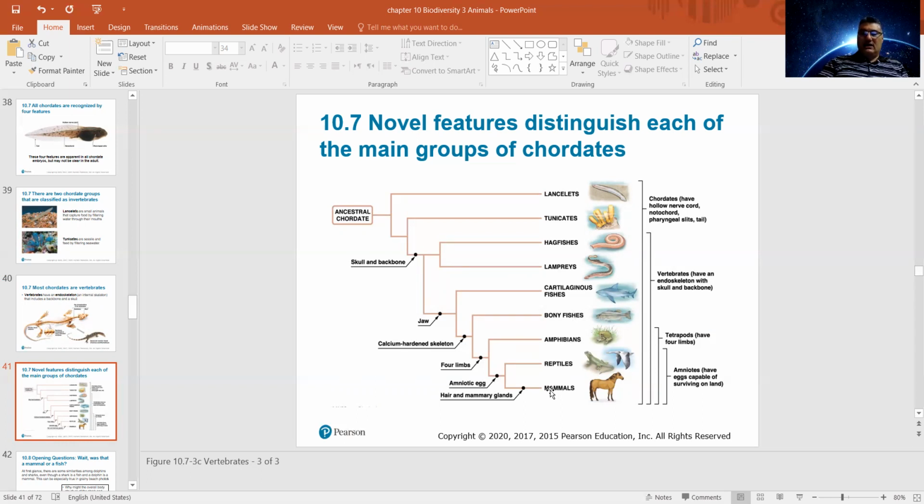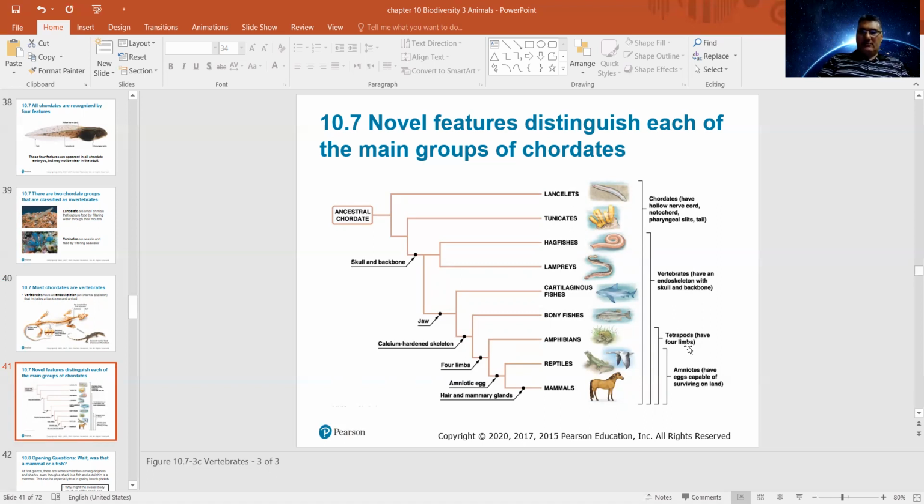What's the amniotic egg? It means an egg that's inside a sac that contains fluids, called the amnion. So obviously from here down, they all share, as we see here, the vertebrae. They have the endoskeleton. Endoskeleton is a skeleton inside: skull and backbone. When you say a skeleton, you mean the whole thing. It's an endoskeleton, the whole thing, skull and backbone.